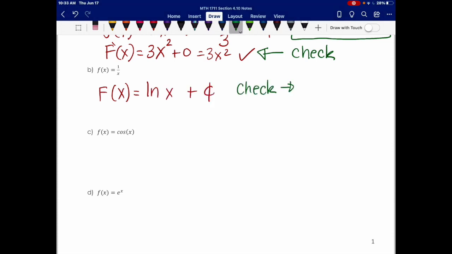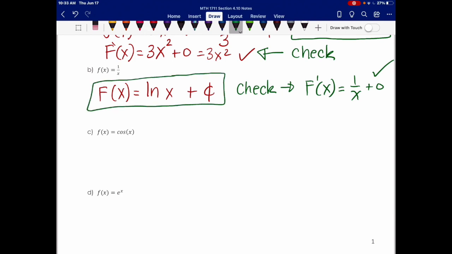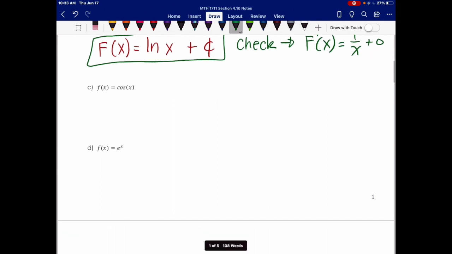So now let's do a check. If I take the derivative of capital F, the derivative of natural log of x is 1 over x, and when I take the derivative of the constant, I get 0, and I'm just left with 1 over x. So that works. So this is our antiderivative.